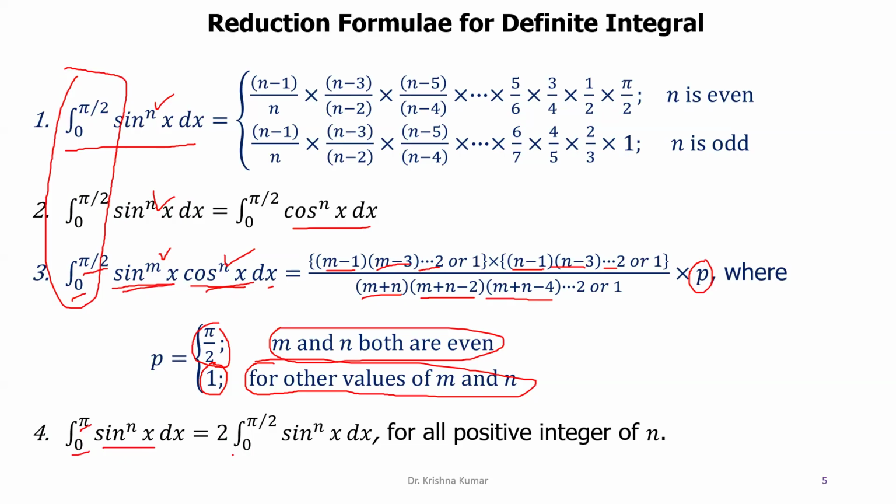It will be 2 times the integration of sine to the power nx under the limit 0 to pi by 2, for all positive integers n. So that can be written as 2 times the integration of sine to the power nx with respect to x under the limit 0 to pi by 2.